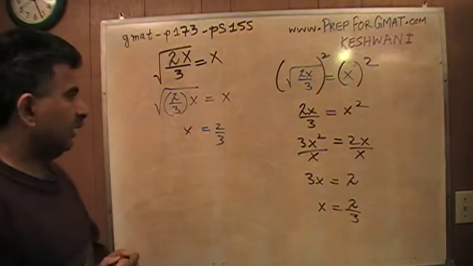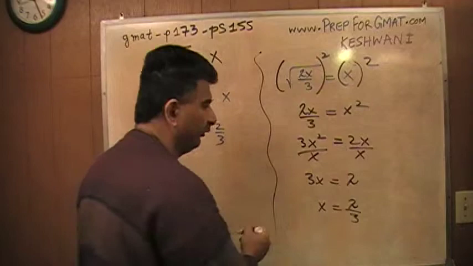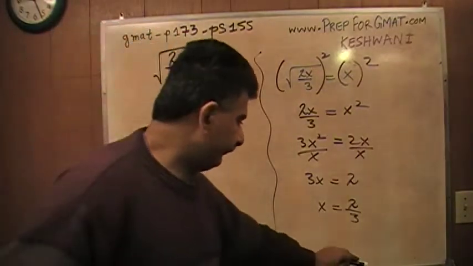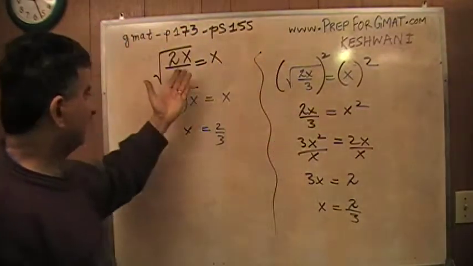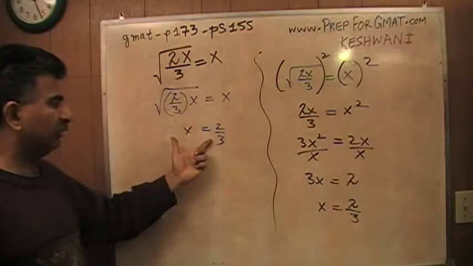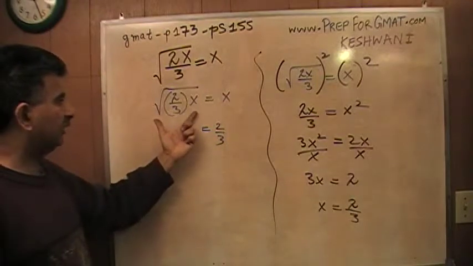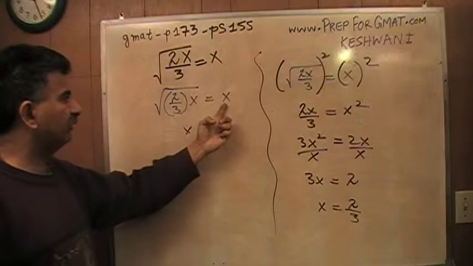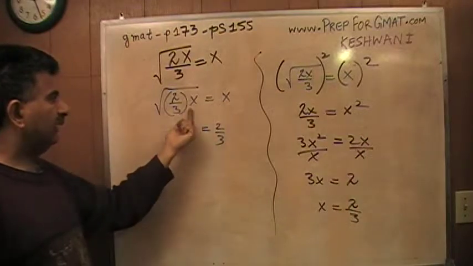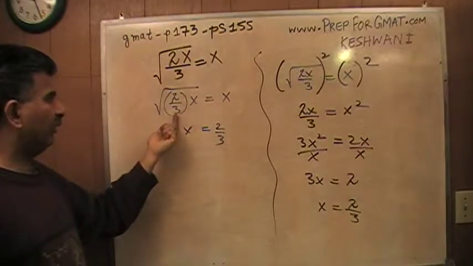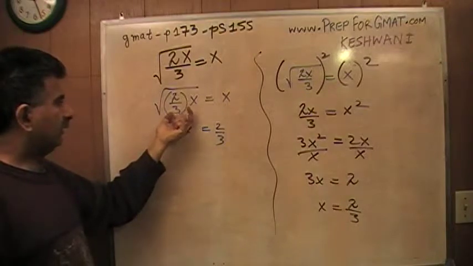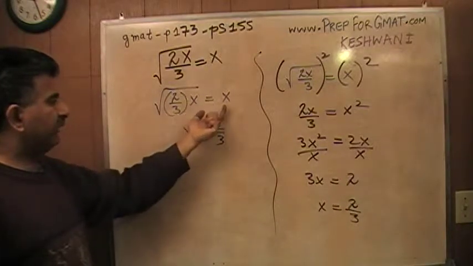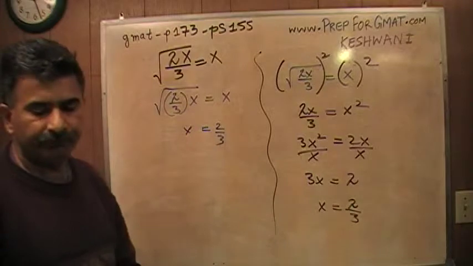For those of you who are interested in seeing how to solve it in the classical way, this is the classical way, but I just explained to you the intuitive reason why it would have to be 2/3. Because the square root of 2/3 times 2/3 will give us 2/3, because these two numbers are the same. The only number that 2/3 times that number will give x is 2/3 itself.